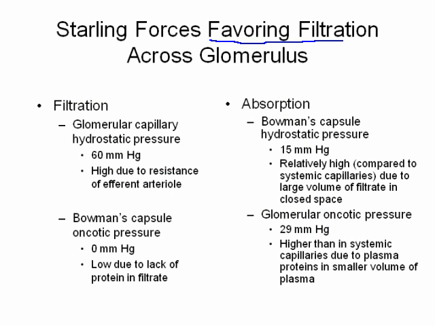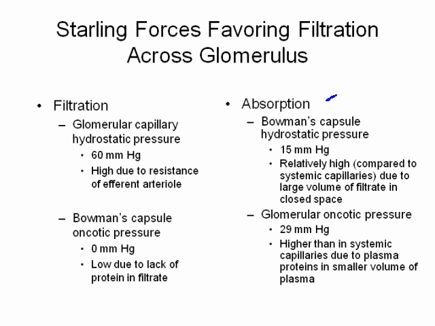So Starling forces favor filtration. We saw that on the previous slide. The forces directly contributing to filtration are the capillary hydrostatic pressure, which is about 60 millimeters of mercury. And this is high due to the resistance of the efferent arteriole. The efferent arteriole's smooth muscle contraction or resistance is regulated as a way of extrinsic regulation of filtration. Then there is Bowman's capsule oncotic pressure, which is generally zero because there is so little protein within Bowman's capsule, as well as within the filtrate itself. So it's safe to assume in this case we have 60 millimeters of pressure, because 60 plus 0 is of course 60.